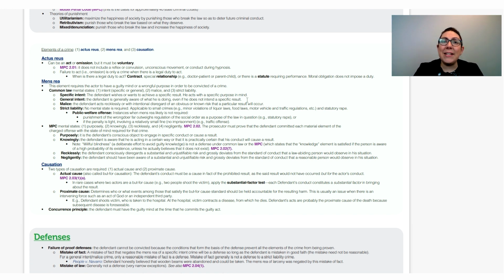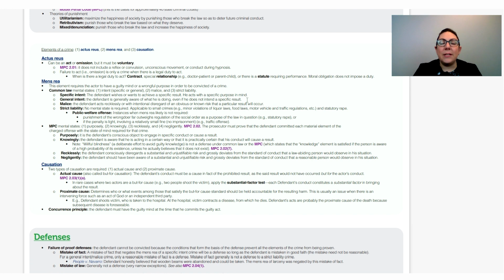But if I see someone and I want to punch them and I pull my arm back and I swing it at them to intentionally hit them, that's a voluntary act. And that could lead to me being convicted of battery. A failure to act or an omission is generally not enough to satisfy this actus reus requirement. There generally is not an affirmative duty to act.